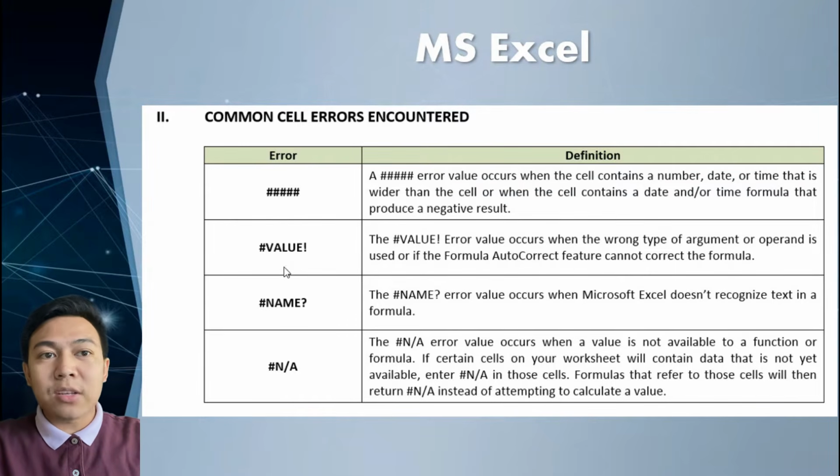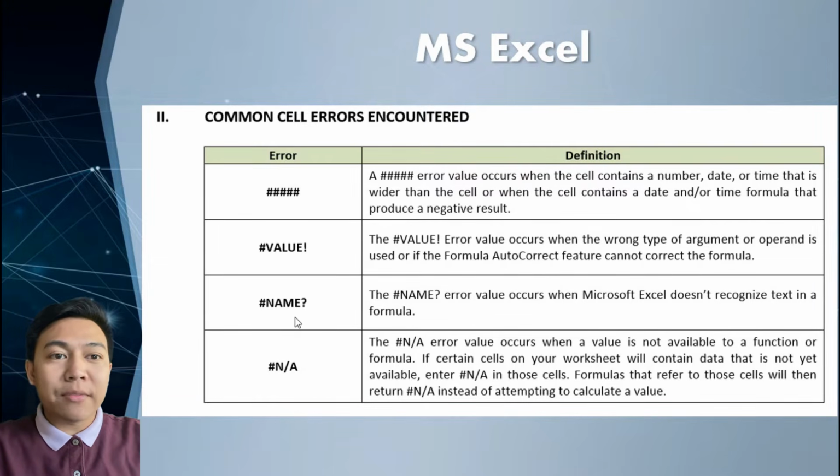Okay. Next, we also have the hashtag value error. The hashtag value error occurs when the wrong type of argument or operand is used and the formula autocorrect feature cannot correct the formula. For example, if you want to add a text and a number, you will get a value error there because you cannot add those two cell data.